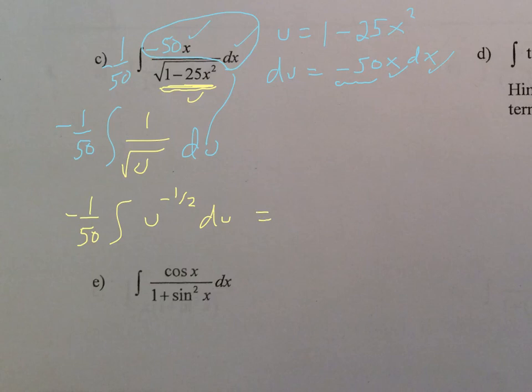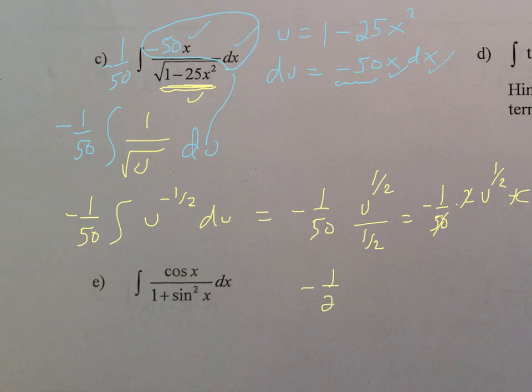So I just have a polynomial, and I just have a power rule. So I have to go to u to the 1 higher power, so the exponent to 1 higher power divided by the 1 higher power, divided by 1/2 is the same thing as multiplying by 2, u to the 1/2 plus c. 2 goes into 50 25 times. Substituting what U is, the answer is negative 1/25 times the square root of 1 minus 25x squared plus C.